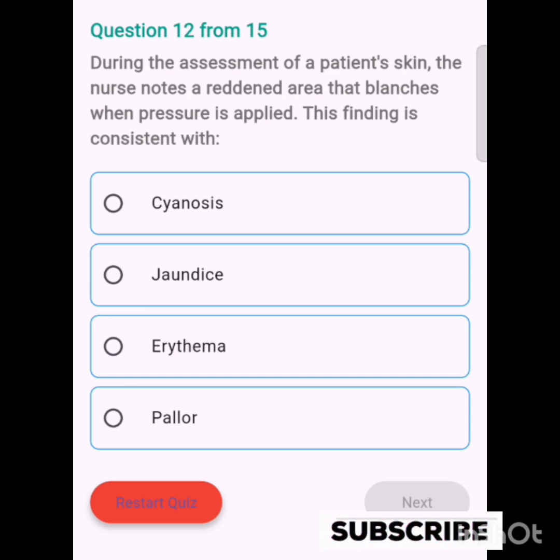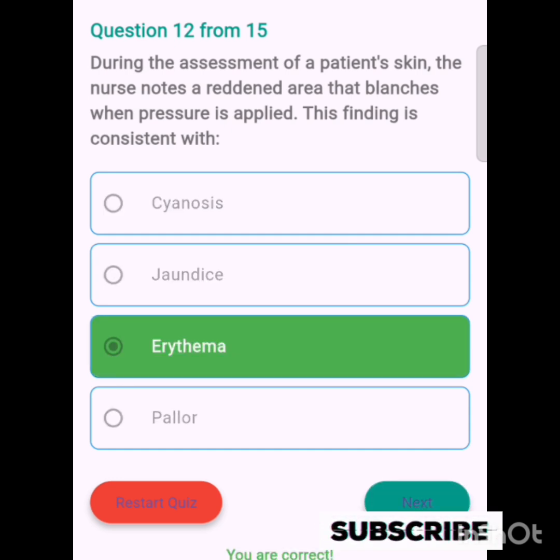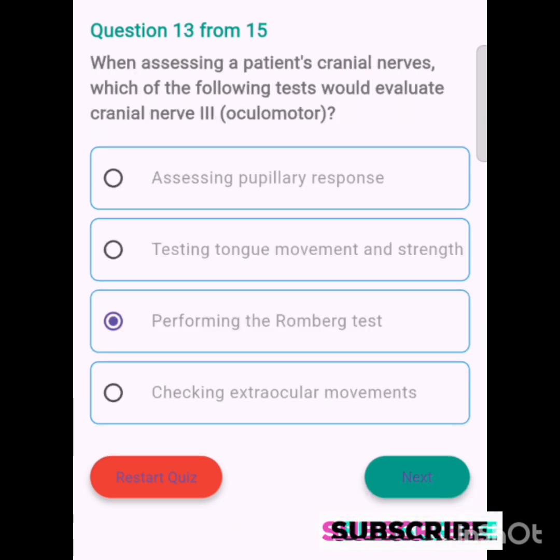Question number 12. During the assessment of a patient's skin, the nurse notes a reddened area that blanches when pressure is applied. Which of the following is consistent with this: cyanosis, jaundice, erythema, pallor? The correct option is erythema because erythema refers to localized redness of the skin. When pressure is applied, the area blanches, indicating that the redness is caused by vasodilation.